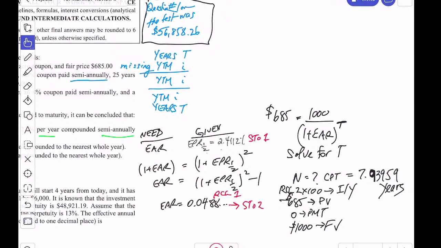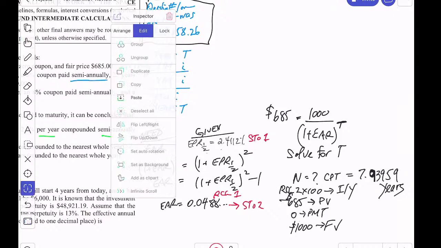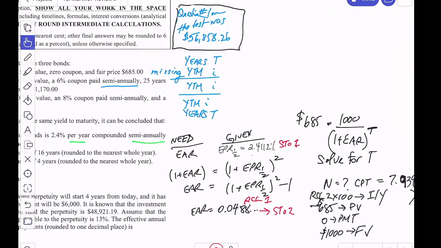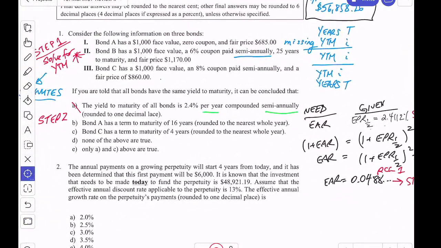And what was the statement that we are assessing? Bond A has a term of 16 years, so that's not right. It's 8 years, so that's wrong. If A and B are wrong, then E cannot be right, because that includes A. And we're down to checking C.